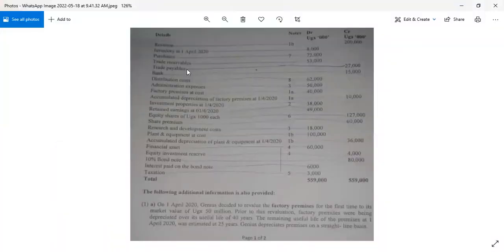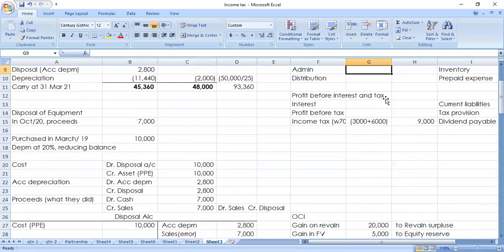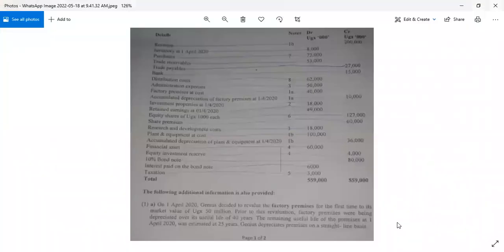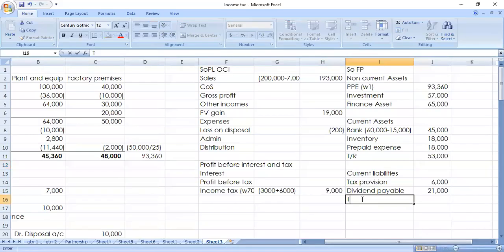Then you move on. Then you have trade receivables. Trade receivables go where? Under the statement of financial position. Take it there. It's 53. Okay, statement of financial position, current assets. 53,000. These are trade receivables. Then what next? We have trade payables, 27. You go under liabilities, current liabilities, trade payables was 27,000. You put it and move on. Okay, like that, like that.